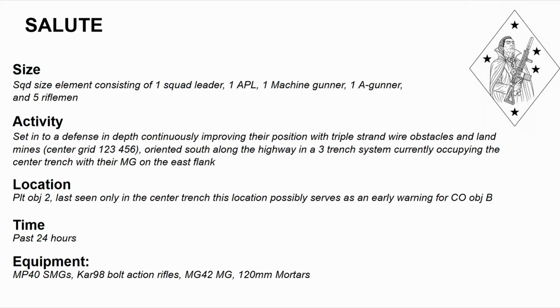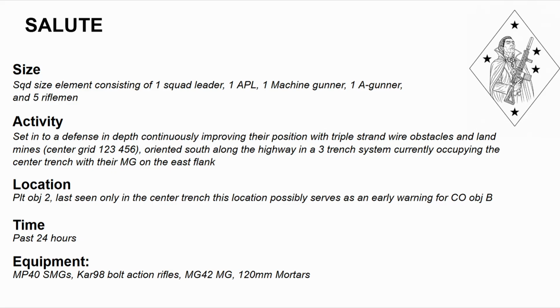For size, we got a squad size element consisting of one squad leader, one assistant patrol leader, one machine gunner, one A gunner, and 5 riflemen. Notice how it doesn't just say a squad size element. It actually breaks it up into the structure of the squad and how many individuals there are. You want to know the actual number of people you're going up against, and it's important to remember that a squad to me might mean 12 people, but to you it might mean 8. That difference of 4 people on the objective can make a big difference.